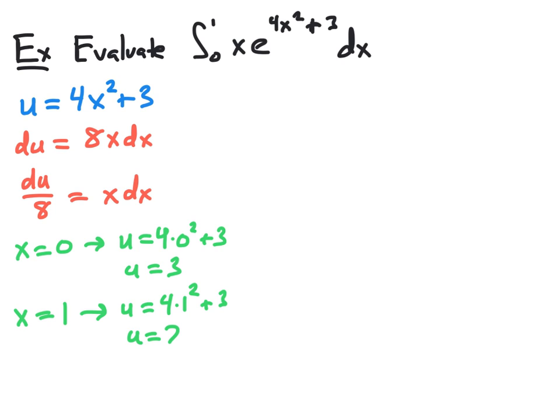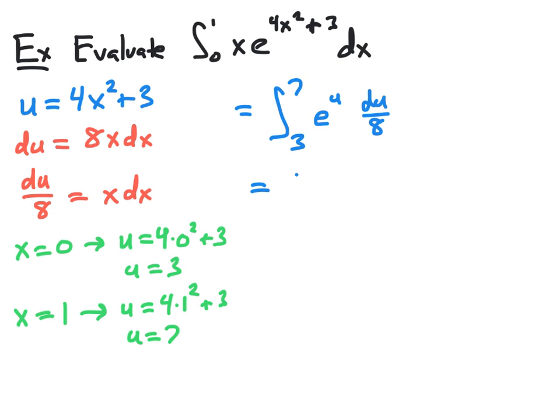Now that we have all of our values here, we can substitute them all into the integral and obtain an integral in terms of u. So here we have our integral. It's going to go from u equals 3 to u equals 7, our new limits of integration in terms of u. We're going to have e to the u. That's our e to the 4x squared plus 3. And the leftover part is x dx, which we saw is du over 8.